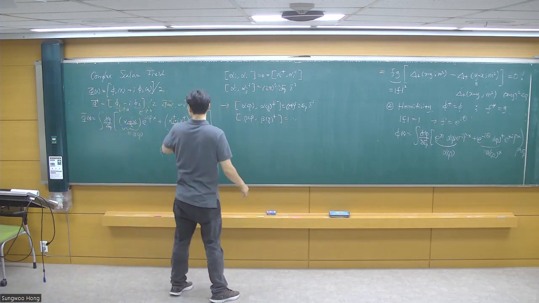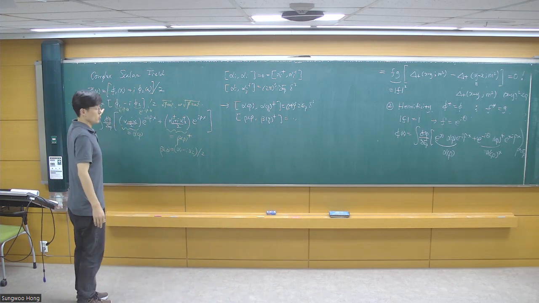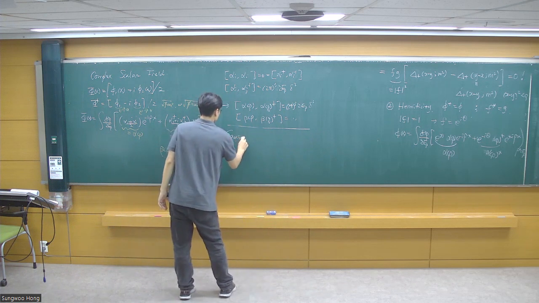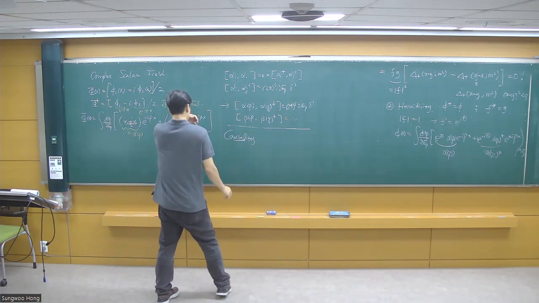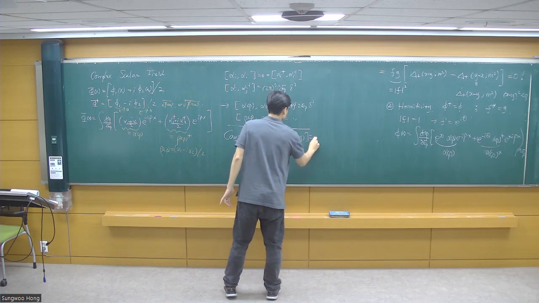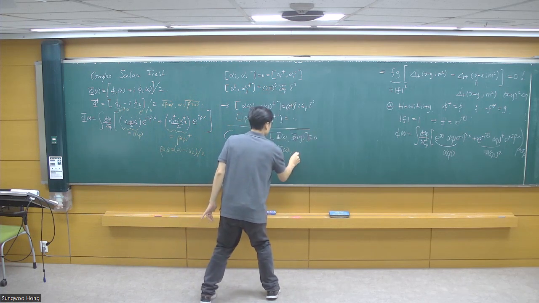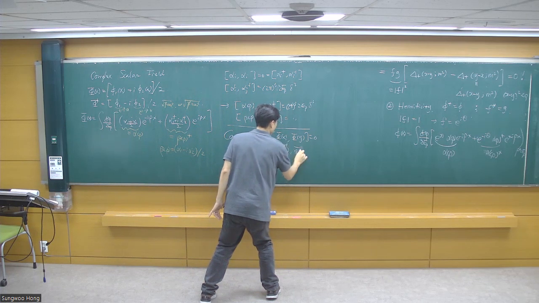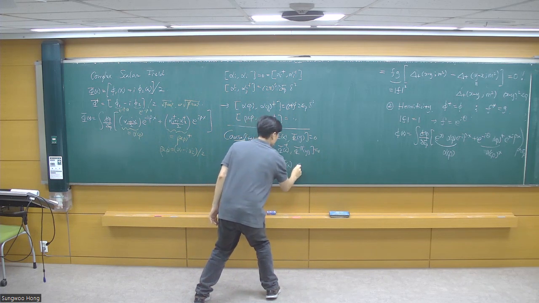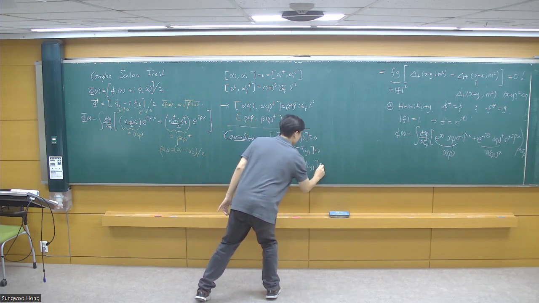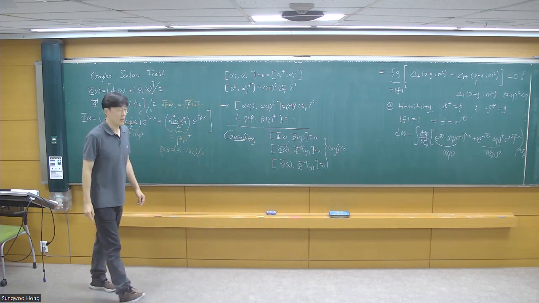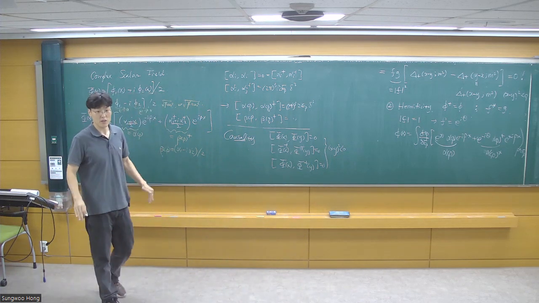Anyway, so that's good. Now let's check the causality of this situation. So now the causality equation. We have to say that the commutator of phi of x with phi of y should be 0. The commutator of phi of x with phi dagger of y should also be 0. Finally, the commutator of phi dagger of x with phi of y should be 0 outside of the light cone. So everything should vanish outside of the light cone.